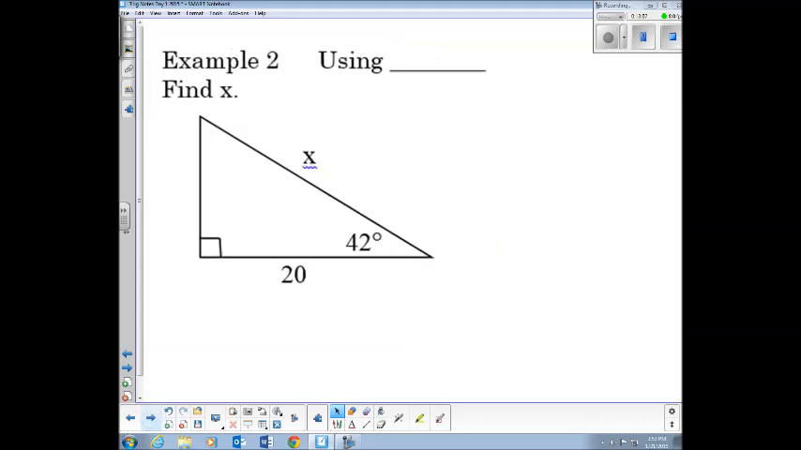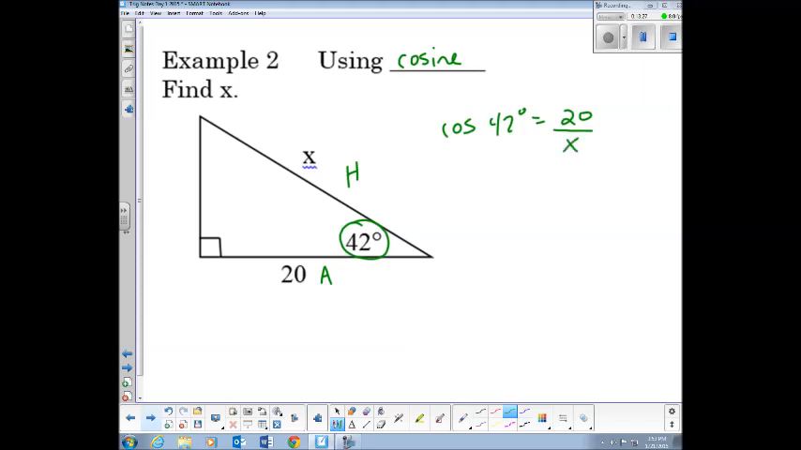We label our sides. Here's our angle. This is my hypotenuse. This is my adjacent. And so back to SOHCAHTOA, because we're using A and H, that's going to be a cosine. So the cosine of 42 degrees is equal to the adjacent, which is 20, over the hypotenuse, which is x.